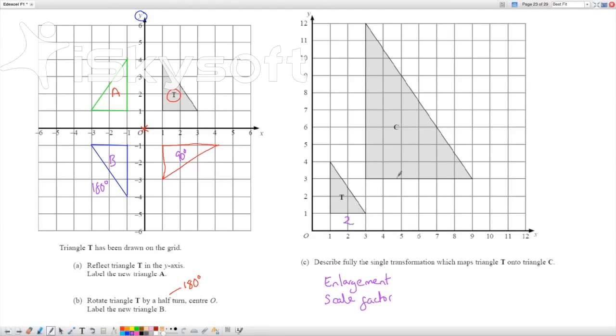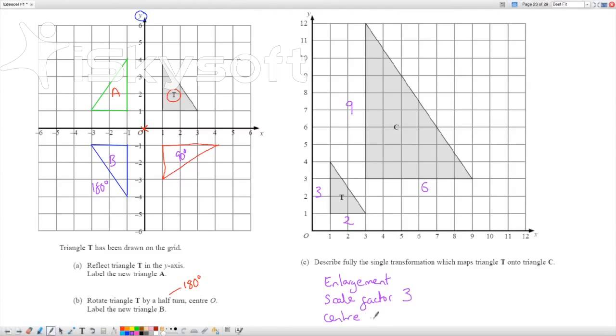The base here is 2, and here we have 6. The height here is 3. Counting along here, we have a height of 9. So in this case, the number we have multiplied to get from 2 to 6 and from 3 to 9 is 3. So the scale factor is 3.